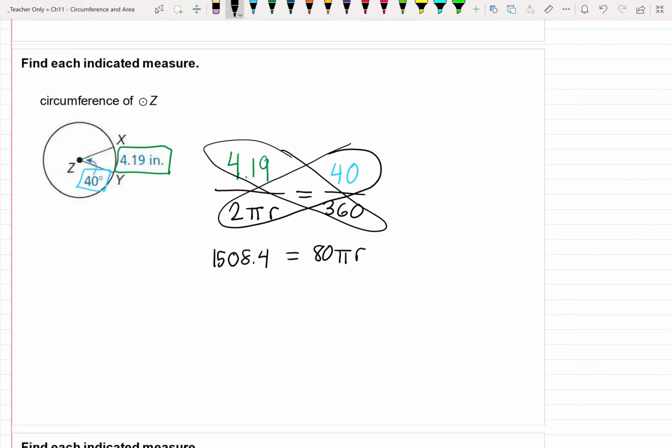We want to get r by itself. That's the only missing piece we have of our circumference. So to do that, let's go ahead and divide by 80 pi on both sides. So that completely gets it off of the right side. And then 1508.4 you can divide by 80 pi.